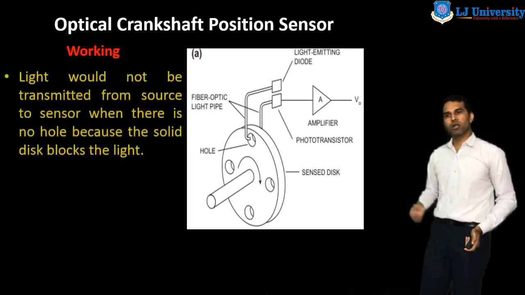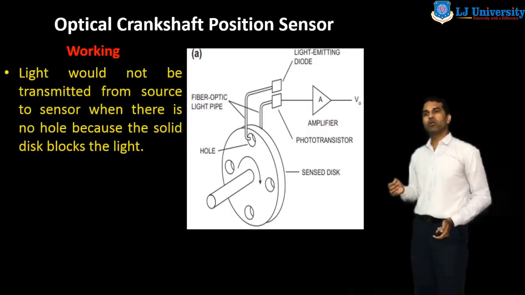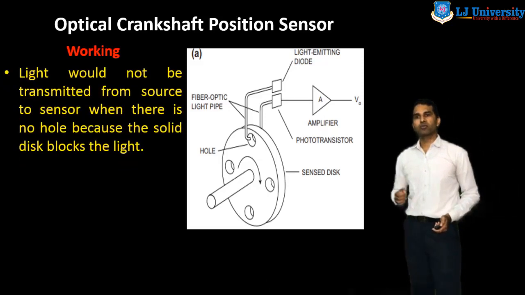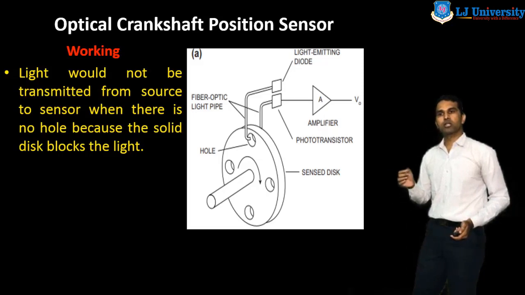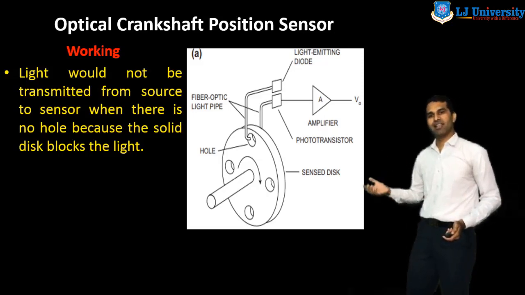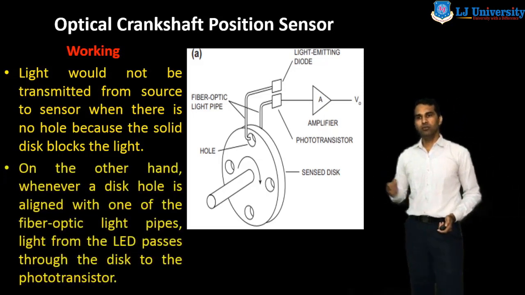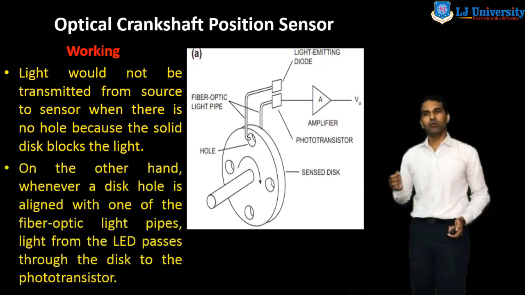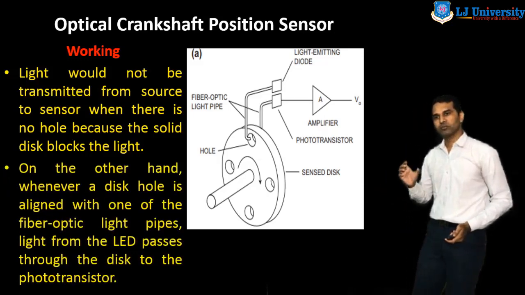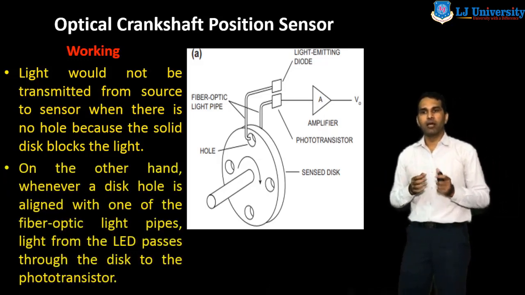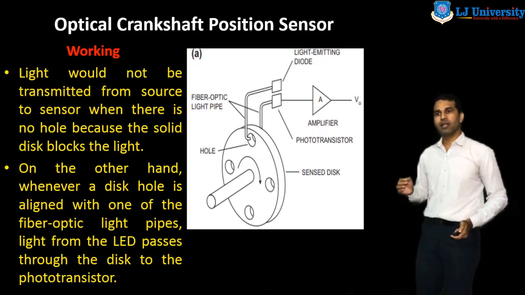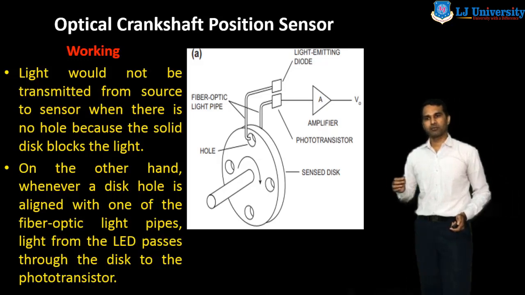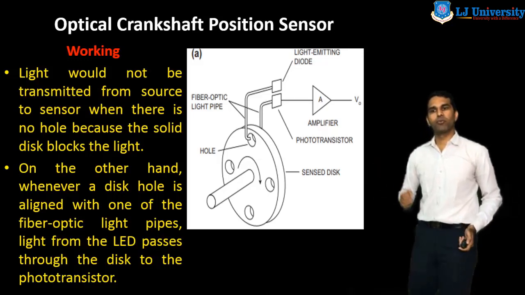So now we discuss the working. The light would not be transmitted from source to sensor when there is no hole, because the solid disc blocks the light. On the other hand, whenever a disc hole is aligned with one of the fiber optic light pipes, the light from the LED passes through the disc to the phototransistor.